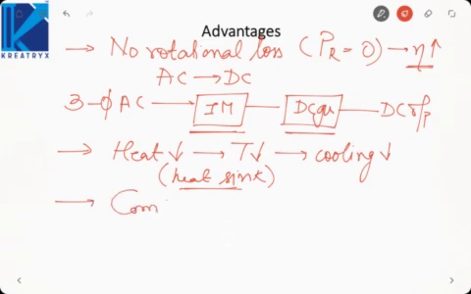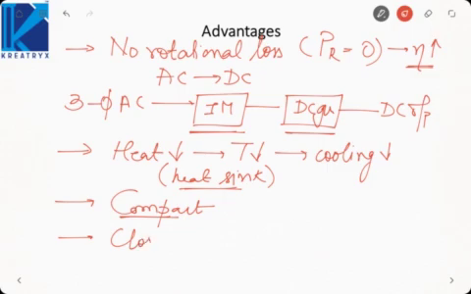Next is compact in size. As I told you, when we convert power from one form to another using machines, there will be two machines, which will increase the size of the system, whereas the size of a power electronic converter can be as small as that it can be held in hand. Okay, so they are very compact in size.